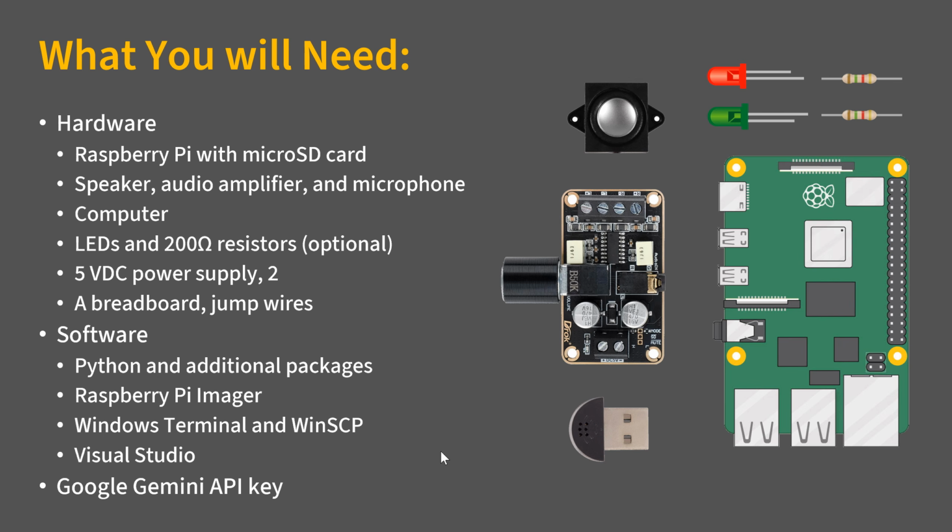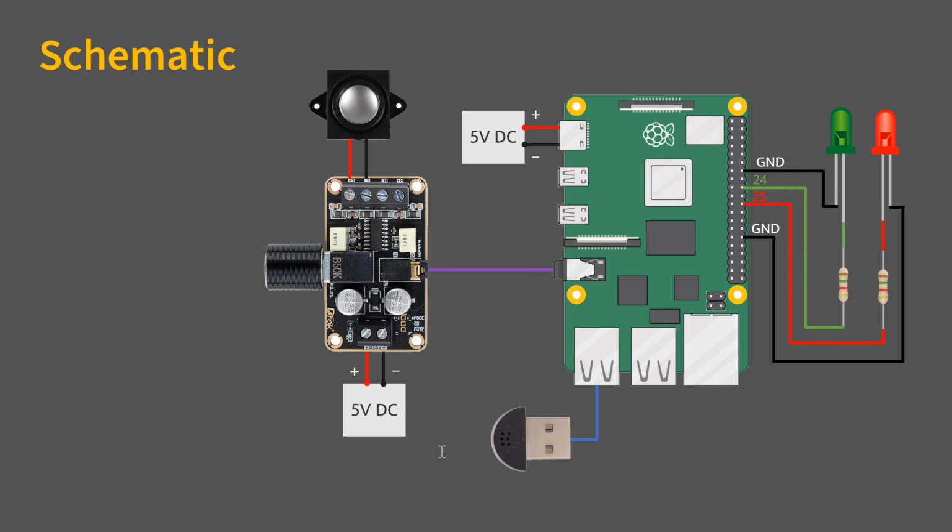Now let's look at how we can connect the hardware together. So this is the schematic of the system we are trying to build. You can see here I have Raspberry Pi. I have two LEDs. One is connected to pin 24. Another one is on pin 25. I have a 5-volt DC power supply for Raspberry Pi. And for the audio input, I use a mini USB microphone. On the other hand, I have an audio amplifier and a speaker to convert the text to audio.